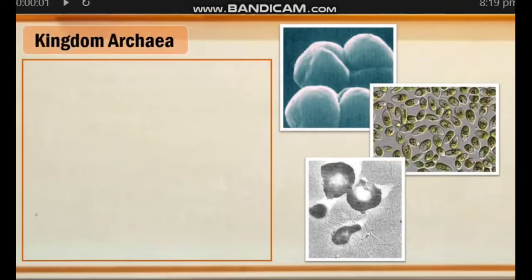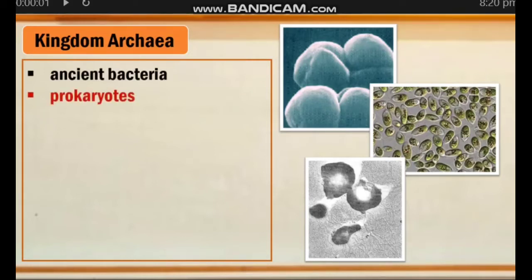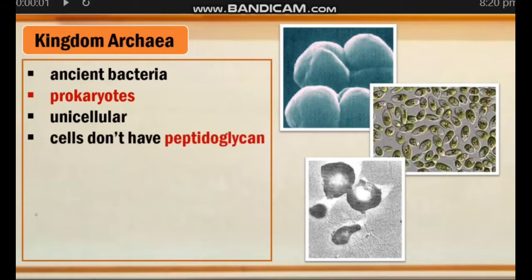The first is Kingdom Archaea or Archaea. The word archaea means archaic or primitive. It includes ancient bacteria. They are prokaryotic, or they lack a nucleus and other membrane-bound organelles. They are also unicellular and lack peptidoglycan, a polymer that is found in bacterial cell walls. Most of them are extremophiles, or they love extreme environments.